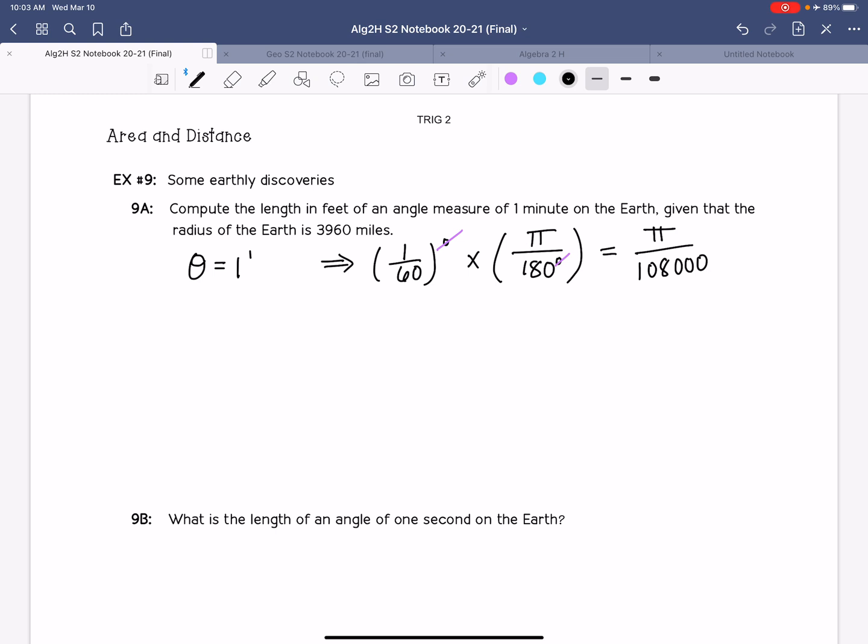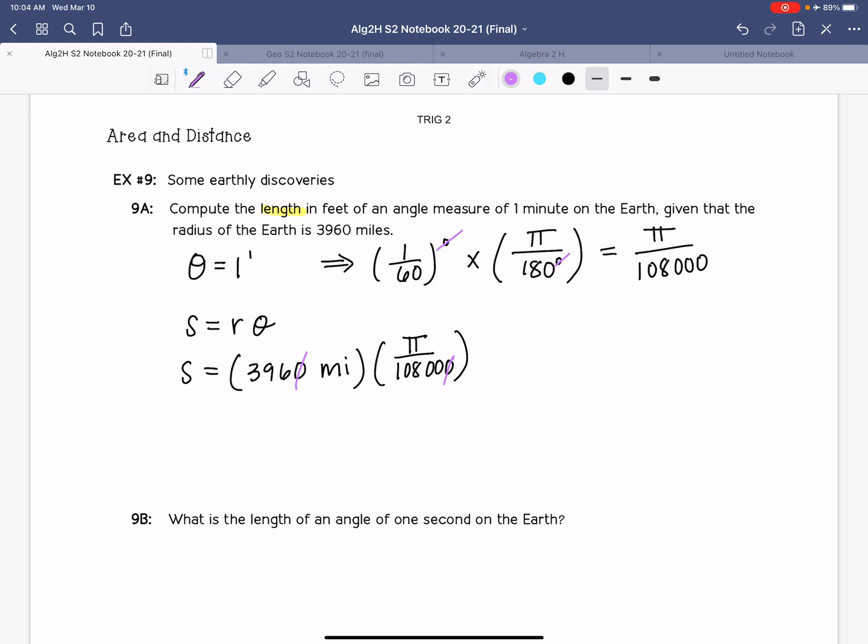And now we want to find the length. So we're looking for an arc length. So again, for arc length, we're doing S equals R theta. So we're going to get S is equal to R, which is 3960 miles. My theta is pi over 10,800. All right, let's go ahead and simplify where we can. Right off the bat, cancel out those zeros.